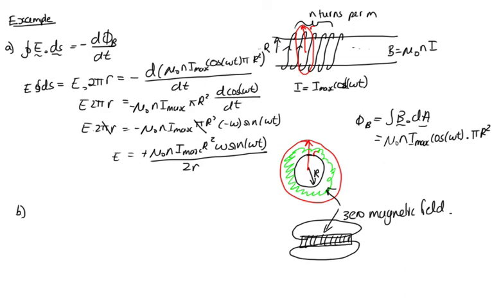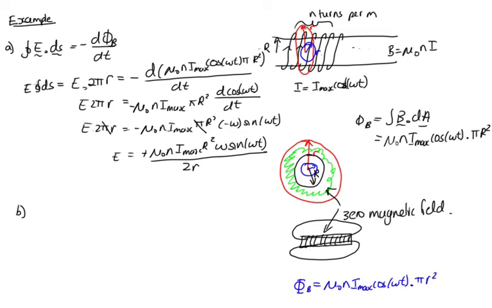Now in part B, we're asked to calculate the induced electric field inside the solenoid at a radius r. So now little r again, but in this case we're considering this little blue circle here. If we consider the magnetic flux through that little blue circle, the magnetic field strength is given by this expression again, B equals mu naught N I, so mu naught N times I max cos omega t, but in this case we're only considering the area inside the blue circle, so that's pi r squared, little r squared in this case.